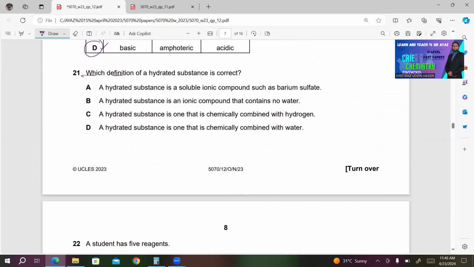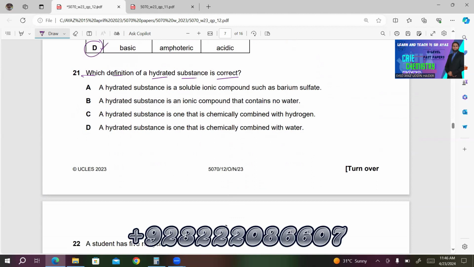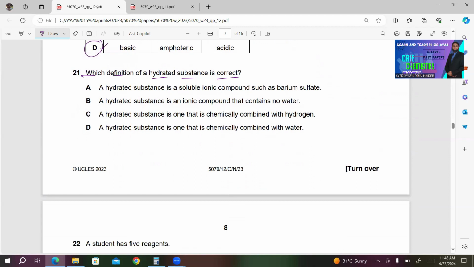21. Which definition of a hydrated substance is correct? A, a hydrated substance is a soluble ionic compound such as barium sulfate. Barium sulfate is not hydrated. If it's hydrated, it must contain water in it. It's not containing water.